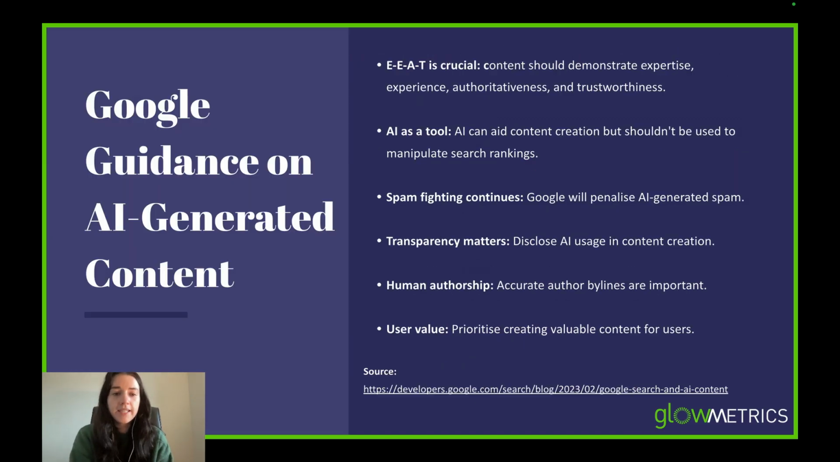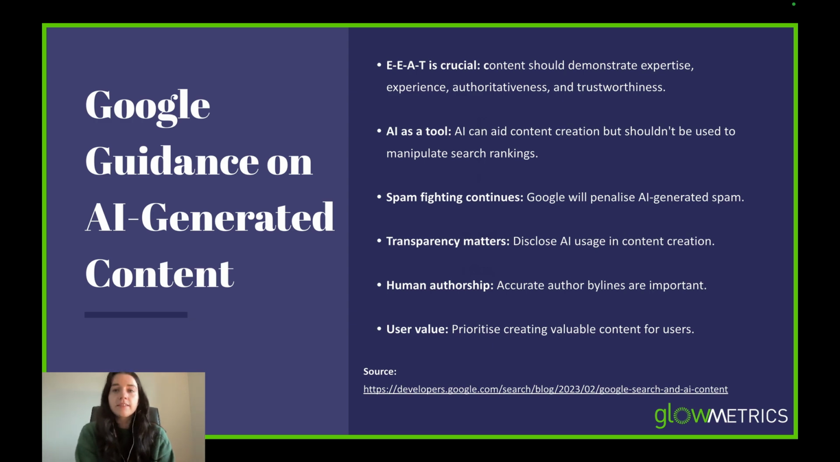And this is taken from an article from Google, which I've linked below, Google's guidance on AI generated content. So EEAT is crucial. Content should demonstrate expertise, experience, authoritativeness, and trustworthiness. And using AI as a tool: AI can aid content creation, but it shouldn't be used to manipulate search rankings. Spam fighting continues, and Google will penalise AI generated spam. Transparency matters. Disclose AI usage in content creation.